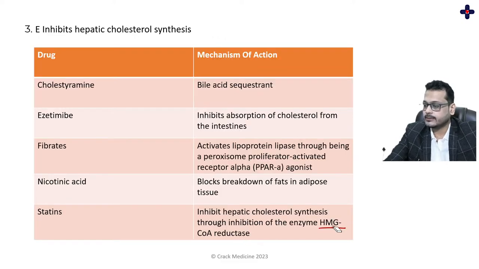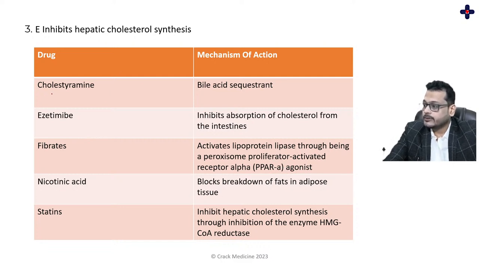We all know that statins act by inhibition of the enzyme HMG-CoA reductase, but basically they are inhibiting hepatic cholesterol synthesis, okay? In a similar fashion, the other newer drug that is used is ezetimibe. Since it's a newer drug, it can come up in your exams. It basically inhibits the absorption of cholesterol from your intestines. Fibrates, we all know, we use for hypertriglyceridemia, right? So they are basically PPAR alpha agonists, okay? This is how they act.